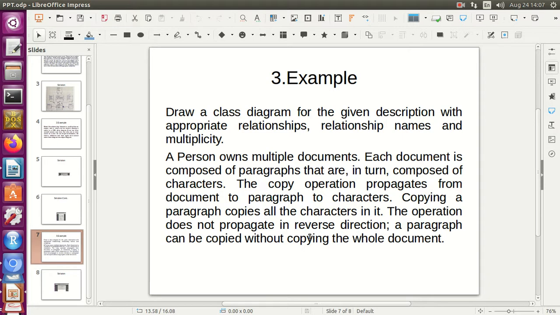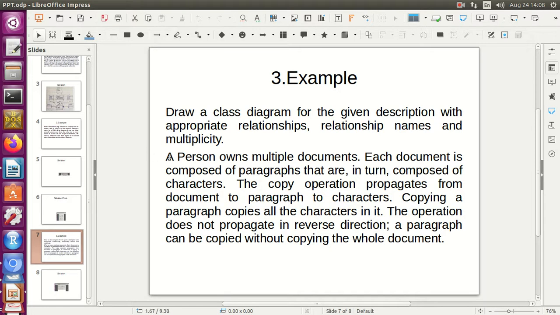A person owns multiple documents. Each document is composed of paragraphs that are in turn composed of characters. The copy operation propagates from document to paragraph to character. Copying a paragraph copies all the characters in it. The operation does not propagate in the reverse direction. A paragraph can be copied without copying the whole document.